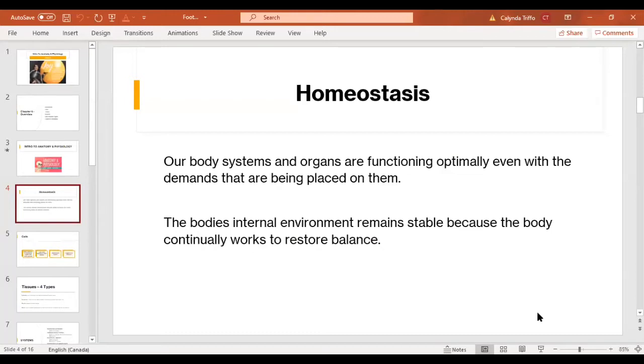Okay, so with the introduction to anatomy and physiology, the goal is to put our body into homeostasis. Our body systems and organs are functioning optimally even with the demands that are being placed on them. So the actions that we're taking, the food that we're eating, the thoughts that we're thinking, our body is able to respond and stay in balance. That's what homeostasis is. So the body's internal environment remains stable because the body continually works to restore balance.